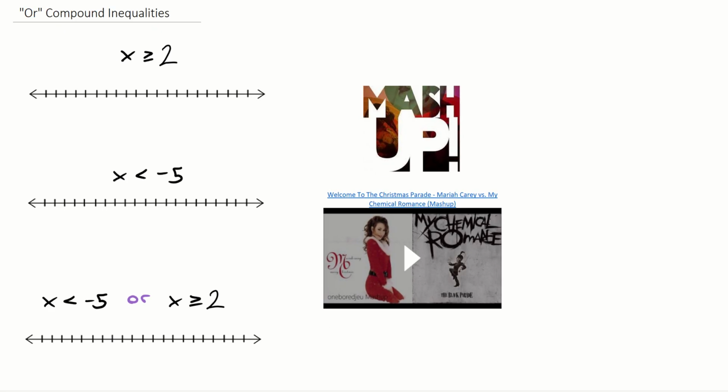Let's mash up the inequalities x is greater than or equal to 2 and x is less than -5. But we're not going to mash them up with the word "and"; we're clearly going to mash them up with the word "or." Now watch this, everyone. First, I think we'd all agree that x is greater than or equal to 2. My 0 is here, my 2 is here. Closed dot at 2, and boom.